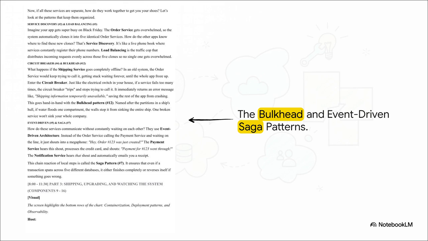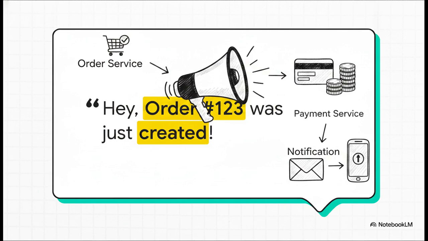It's actually named after the partitions in a ship's hull. If water floods one compartment, those thick walls stop it from sinking the entire ship. In our system, it means one broken service won't sink your entire company. To keep things moving fast, these services don't sit around waiting on hold for each other.